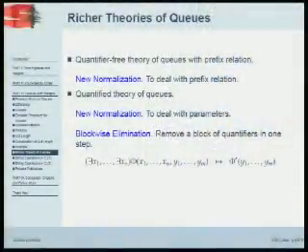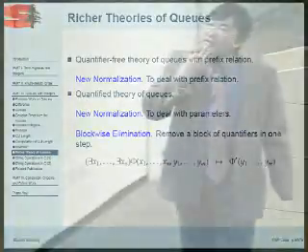So for richer theories of Qs, we have decision procedures for Qs with prefix relations and integers, for which considerably new normalization is required. Also, we have a new normalization to deal with parameters, so we can do quantifier elimination for Qs without prefix, but with integers.